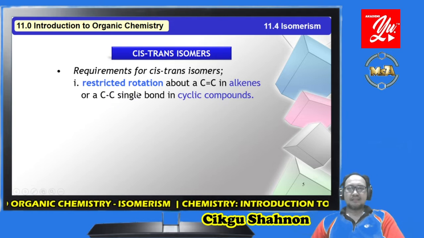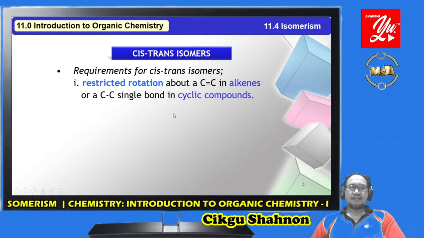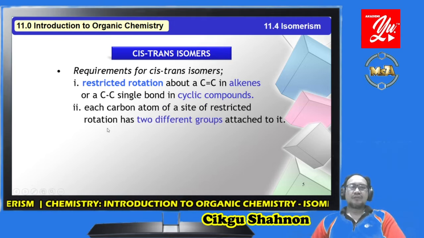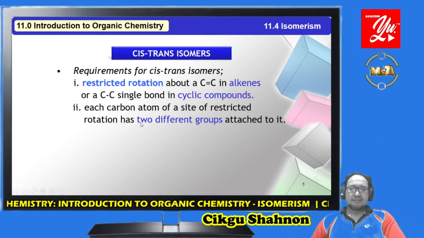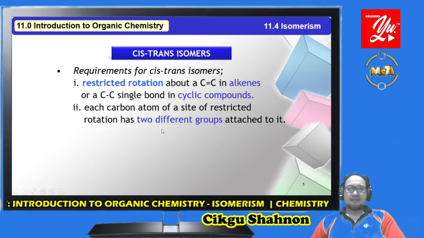Number 1, restricted rotation about carbon-carbon double bond in alkene or single bond in cyclic compound. Okay, this is the first requirement for cis-trans isomers. And number 2, each carbon atom of a site of restricted rotation has 2 different groups attached to it. Okay, this is the second requirement.